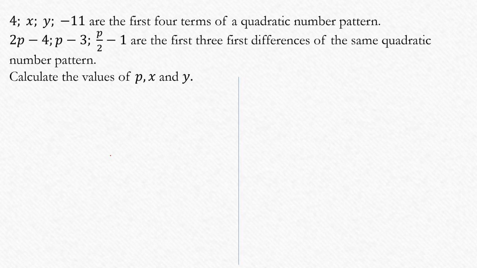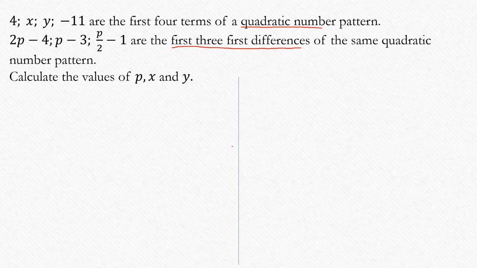Hello everyone, let's do this question together. It says 4, x, y, negative 11 are the first four terms of a quadratic number pattern, right? And 2p minus 4, p minus 3, and p over 2 minus 1 are the first three first differences of the same quadratic number pattern. Calculate the values of p, x, and y.